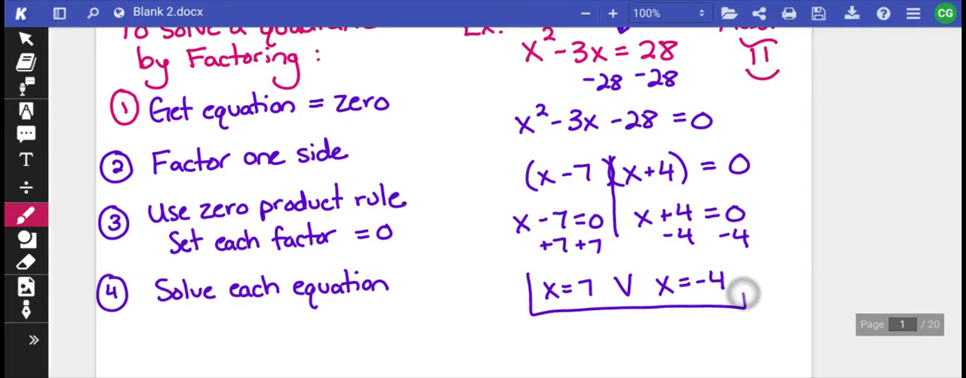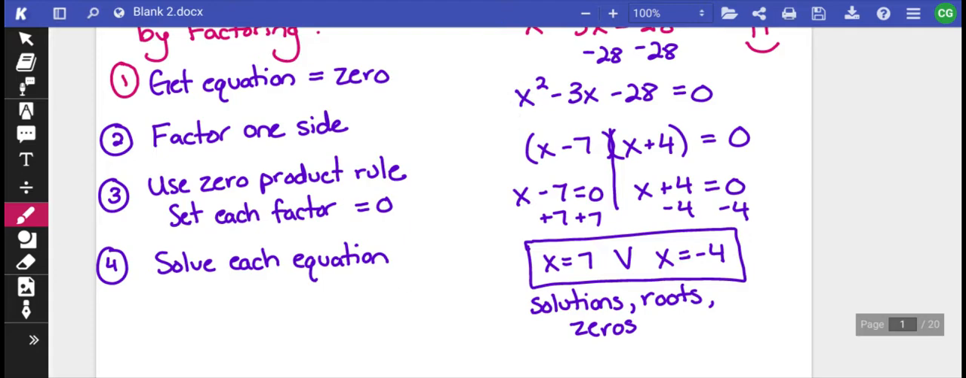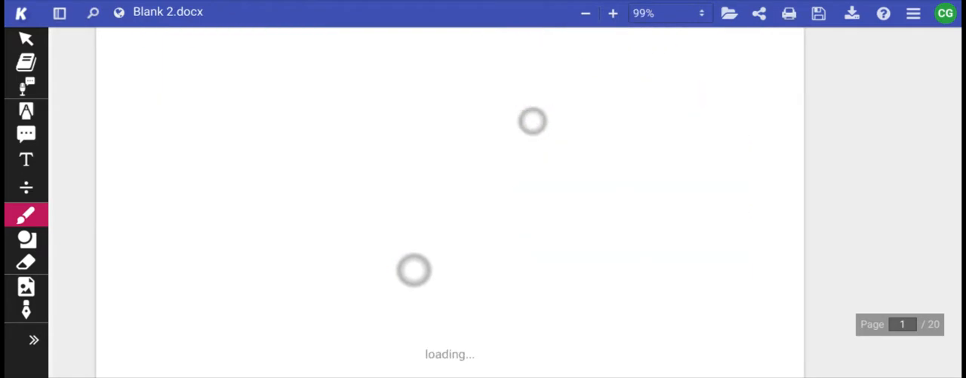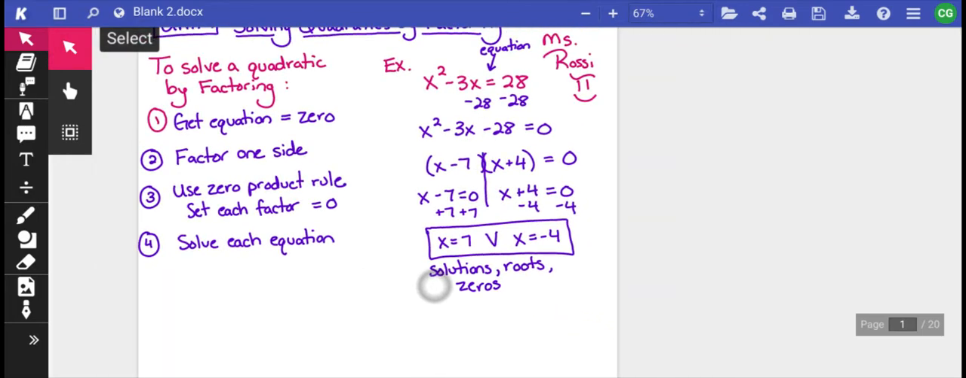So my solutions, another word for these is my roots, and another word for these also is zeros of the equation, are 7 and negative 4. Now, if I were to graph this equation, what I would be looking at is where exactly the graph crossed the x-axis.